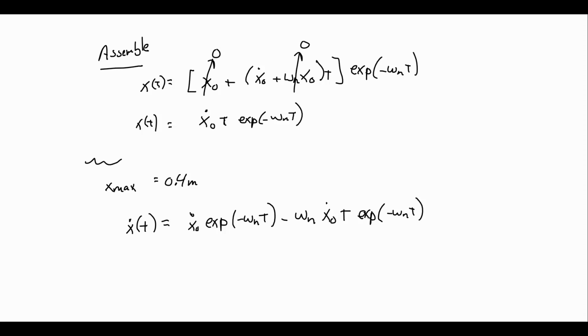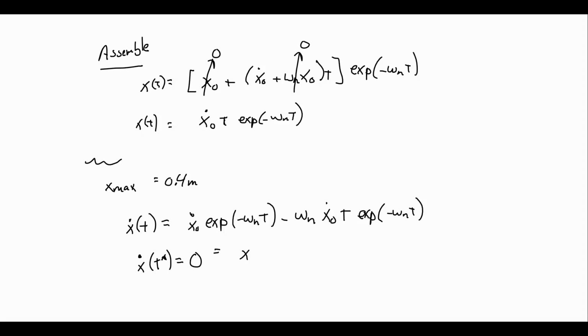So again, we know that the maximum position is 0.4. So what we can find is, when does that occur? When does the maximum occur? Well, it occurs when the velocity drops to 0. So when x dot of t, I'll call it t star, equals 0. So it's not when the time is 0, it's when the velocity is 0 that this maximum position is going to occur.